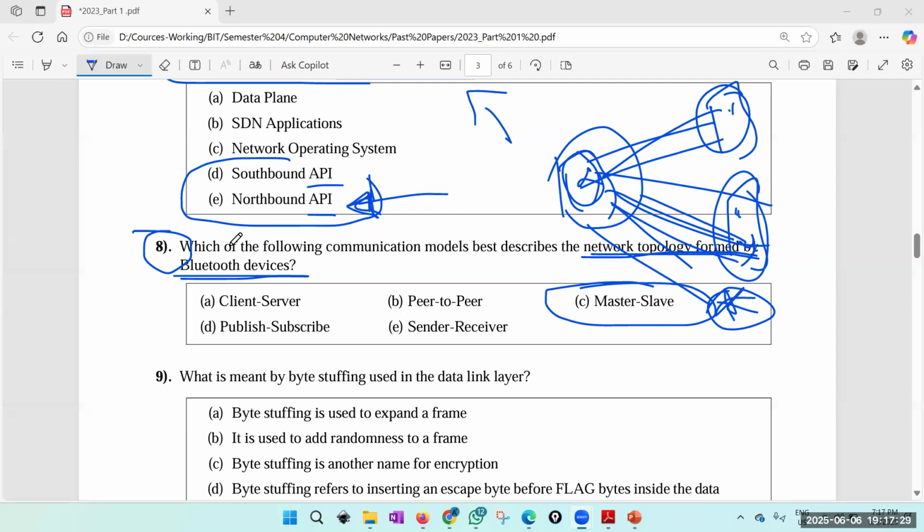Okay. Right. So let's continue. So the examiner has taken it as master slave, right? So we'll go by the examiner's answer. Just make a note of that. Right. Ninth question.